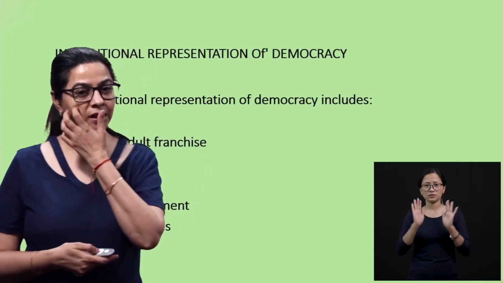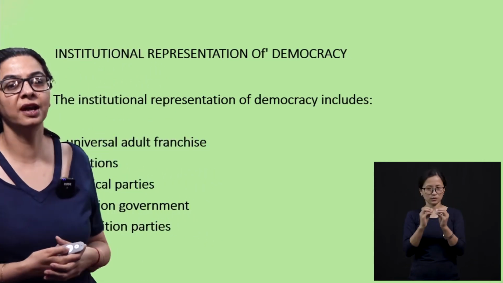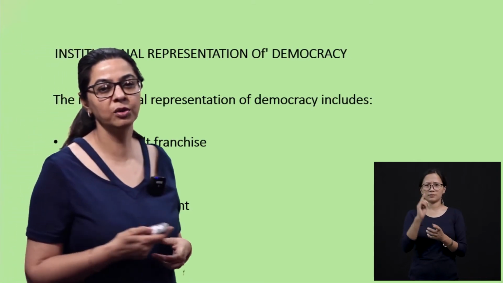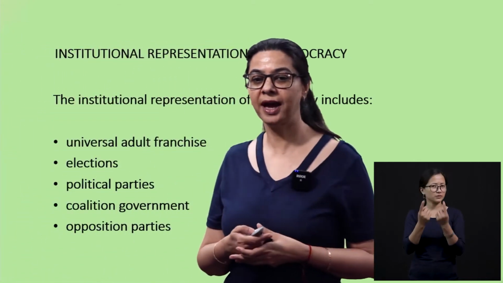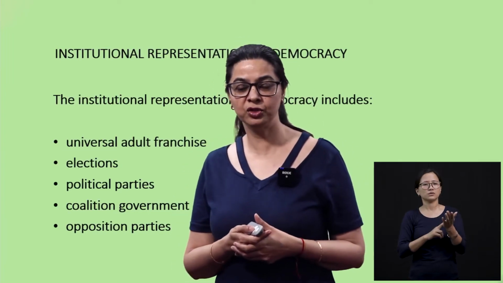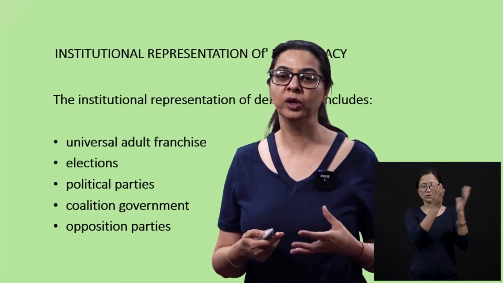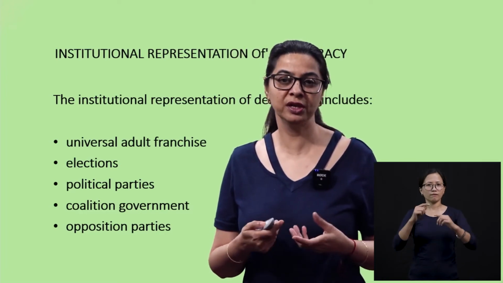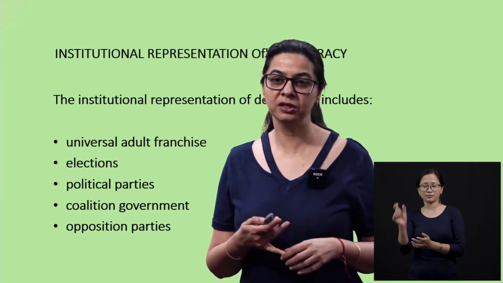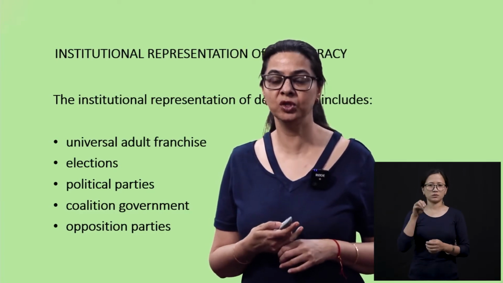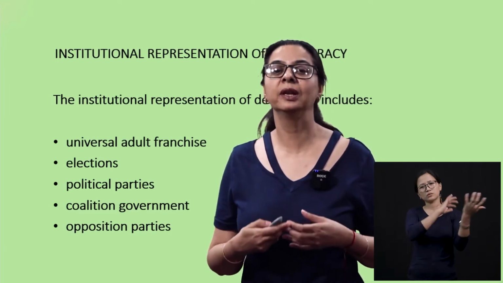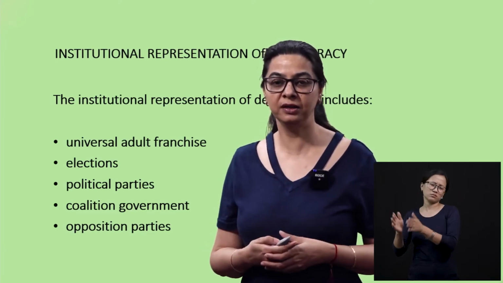The first one they are talking about is universal adult franchise. In part 1 of democracy, we had learnt about it. If you remember, there was a time when voting started, but the voting rights were only given to the rich people. The poor did not get voting rights, the women did not get, and the slaves did not get. So it took a lot of time for the world to develop into giving universal adult franchise.